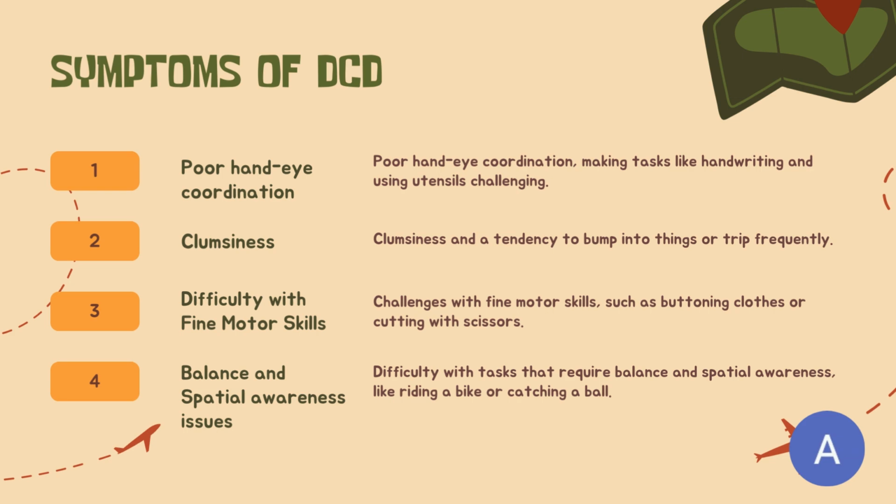All right. So for difficulty with fine motor skills, people with DCD have difficulty with tasks such as buttoning clothes or cutting with scissors. All right. So lastly, balance and spatial awareness issues. These are difficulties with activities that require balance or spatial awareness, like riding a bike or catching a ball.